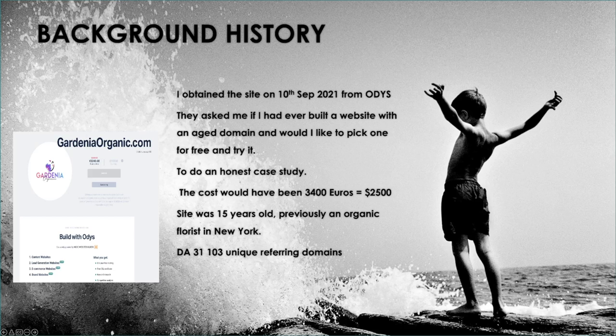They asked me if I'd ever built a website using a premium aged domain and would I like to pick one randomly. It was entirely up to me what niche or domain I chose, and to give an honest case study and report on it. I thought that was a great idea. I chose Gardenia Organic within the gardening niche. The garden niche is one that I wanted to get into. We are purchasing a house later on this year, and it has a beautiful back garden, a pond and a patio, and I'm going to need to do some maintenance and care on that. So I thought that'd be a great website to get into so I could do some unique original content on.